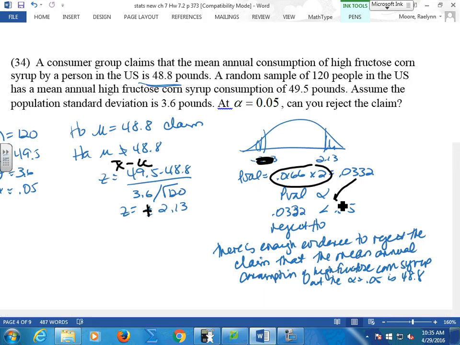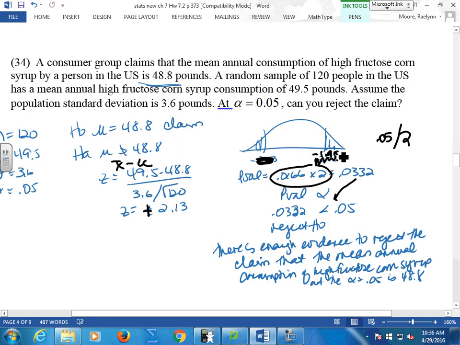Now, how would I do this if I was doing a reject region? What is different? And what are you going to have to do to it first? Divide by 2. So put it in your calculator, inverse norm. Let's just put the reject region right onto this. Inverse norm. Why am I dividing it by 2? 2 tails. So now I'm not going to put this here. What am I going to put here?